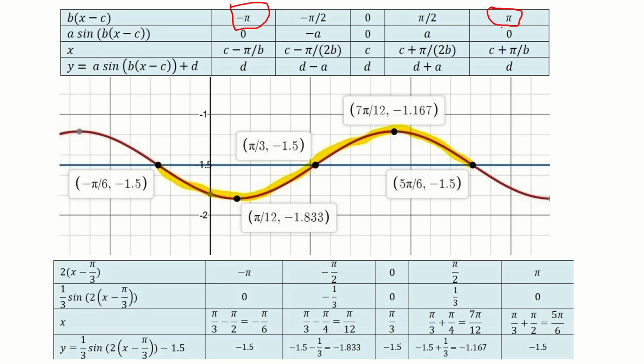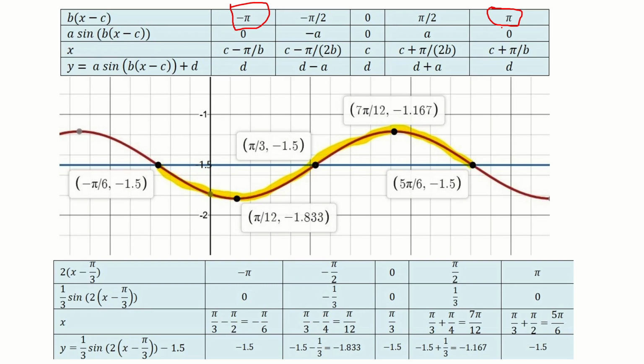So the value of b times x minus c for your 5 points. These 5 points are the 5 essential points you will be using to trace your graph. You will place these 5 points on your graph and you will trace the curved lines between them. So now these points, the b times x minus c will be equal to negative pi divided by 2, 0, pi divided by 2, and pi. Now you won't be using these values on their own.